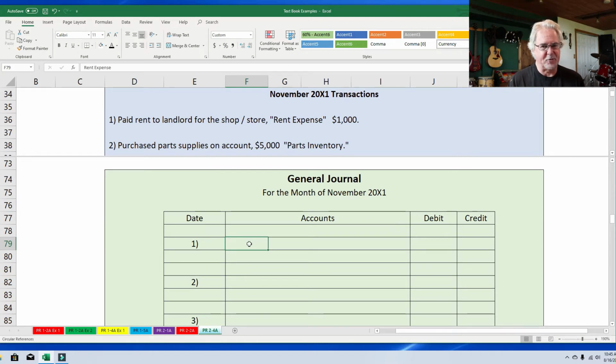Never once has it ever worked. And I've taught accounting for about 30 years. I've never seen it work. So it's good to just learn how to do it. It's easy. So all we're doing is taking these transactions and putting them into the general journal.